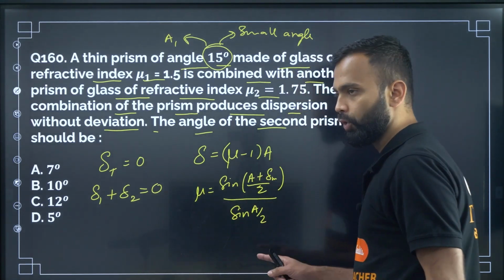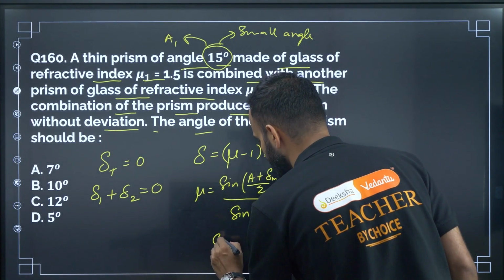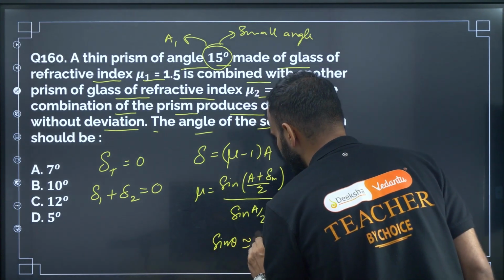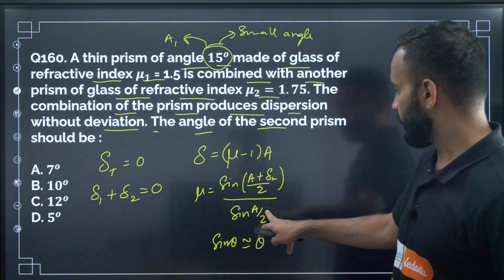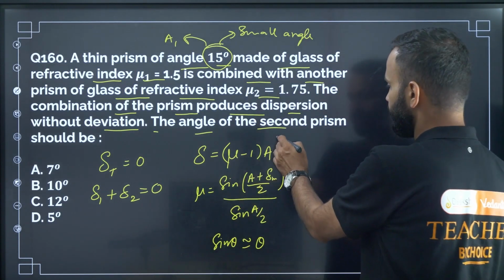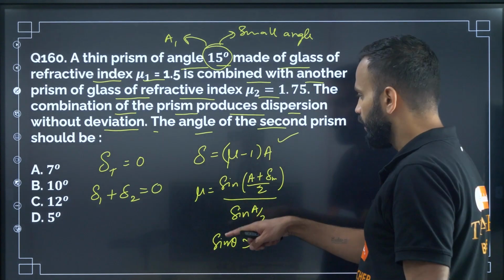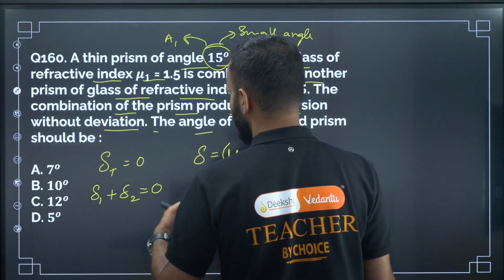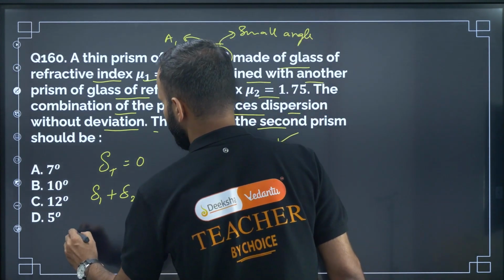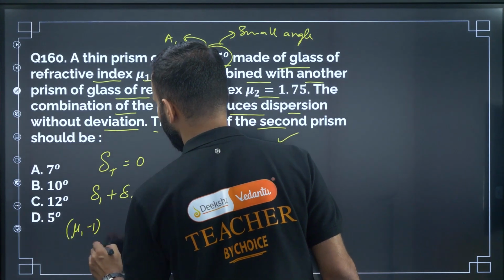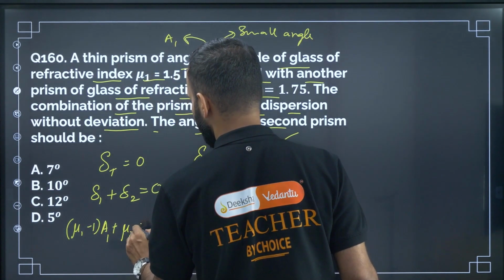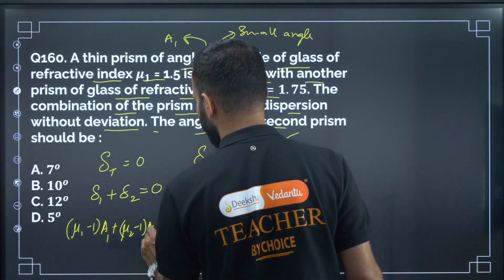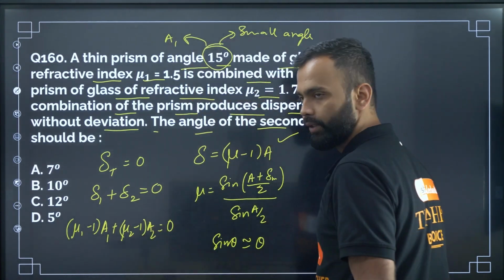For a small angle, sine theta is approximately equal to theta. So this becomes (A plus delta m) by 2 and this is A by 2. Solve this, you will get this formula. Now come to here. Delta 1 is equal to mu1 minus 1 into A1, plus delta 2 is mu2 minus 1 into A2, which is equal to 0.